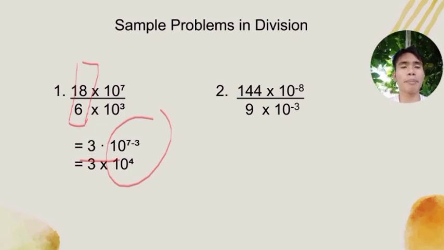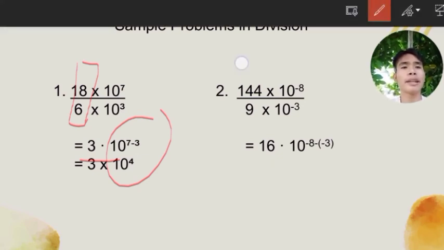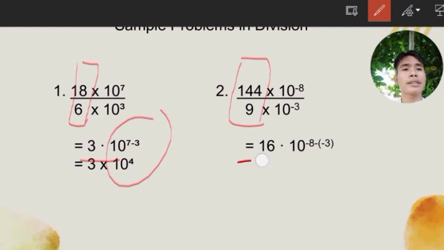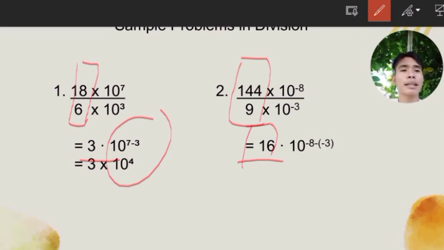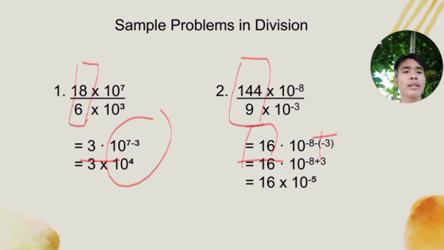Another example: 144 times 10 to the power of negative 8 divided by 9 times 10 to the power of negative 3. So, when we divide 144 and 9, the answer is 16. Then, the exponent 10, negative 8 minus negative 3. So, it will become positive na ni siya. So, 16 times 10 to the power of negative 8 plus 3. Then the answer is 16 times 10 to the power of negative 5.